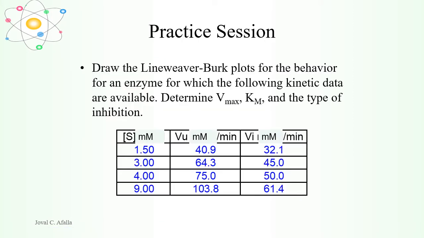Okay, so let's have another practice session. Let's determine the Vmax, Km, and the type of inhibition for an enzyme given this kinetic data. Okay, so substrate concentration, Vu means uninhibited enzymatic reaction series, and Vi means inhibited reaction series. Okay, so copy the data, take your graphing paper, and plot both the Michaelis-Menten plot and the Lineweaver-Burk plot.